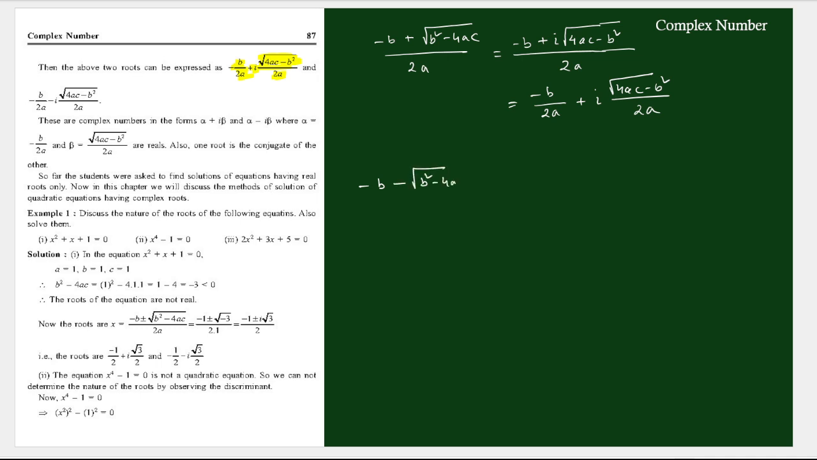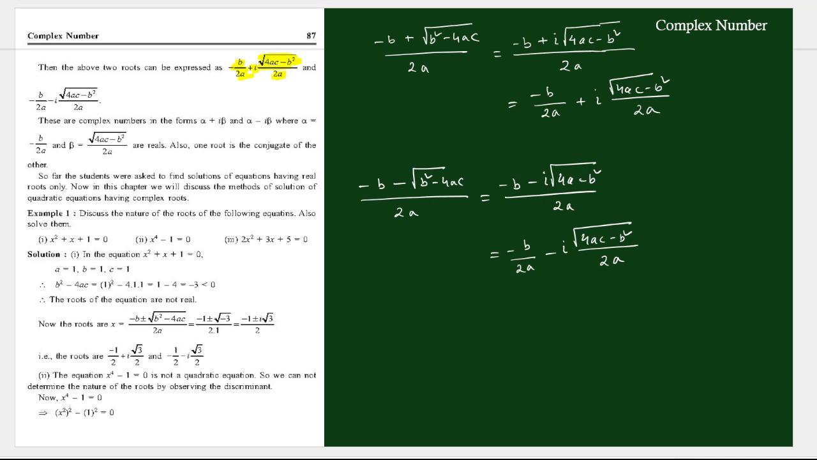Okay, minus is b square minus 4ac by twice of a, then minus b square minus 4ac means what, i root of 4ac minus b square by twice of a. So minus b by twice of a minus i root over of 4ac minus b square by twice of a. So this thing only we have written here. The other root is what, minus b by twice of a minus i root over of 4ac minus b square by twice of a.